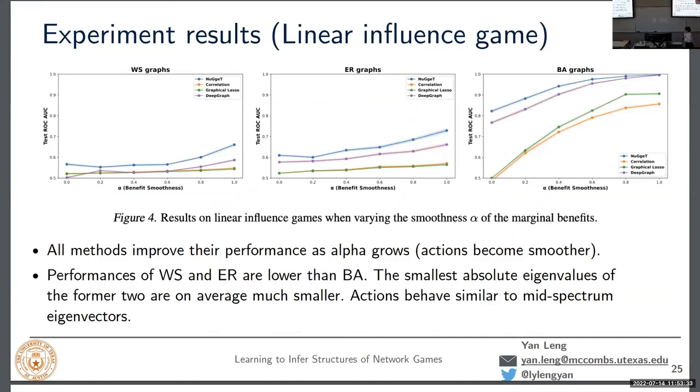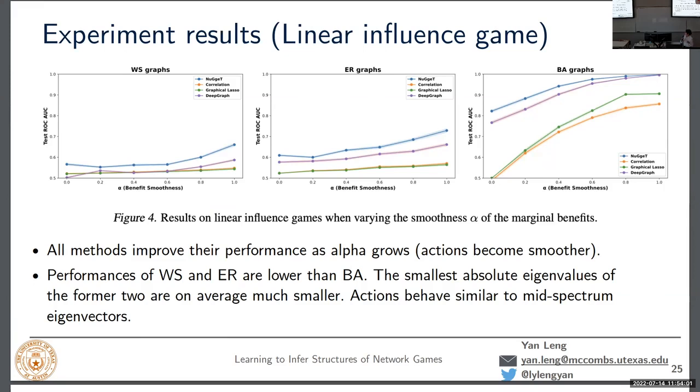And the second set of results are related to the linear influence game. Again, from left to right are Watts-Strogatz, Erdős-Rényi, and Barabási-Albert. The x-axis is alpha, from 0 to 1. As in the analysis that we did before, going rightward, we would expect the smoothness to increase, and the action will encode more information about the graph, making it easier to infer the graph structure.